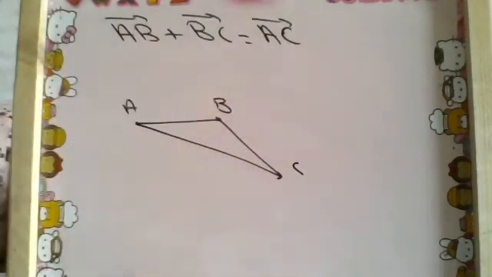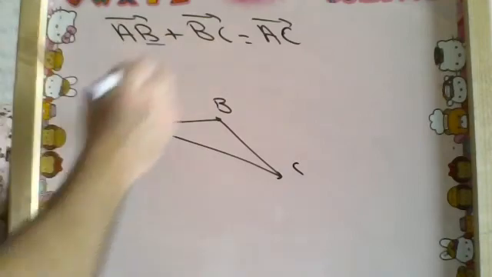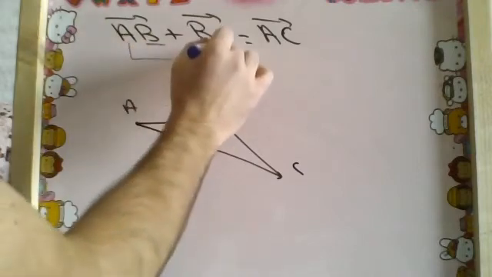It's equal to AC. It's equal to vector AC. Look here. The terminal point of the first vector and the initial point of the second vector are equal. Then the sum will be equal to AC.